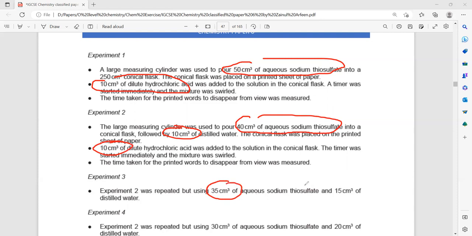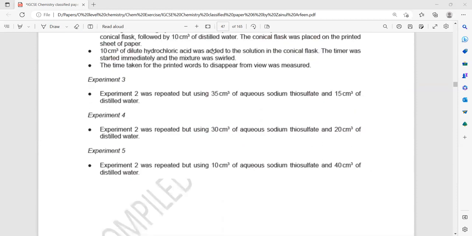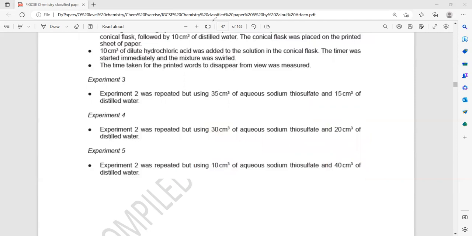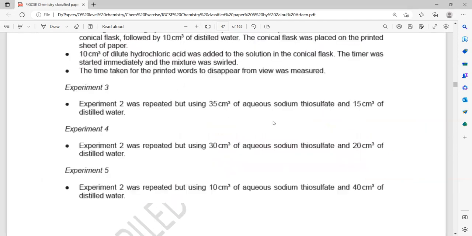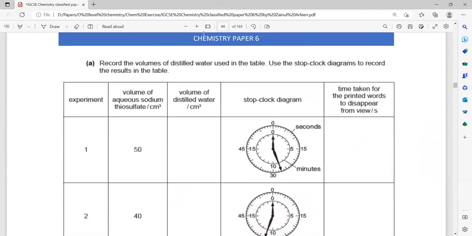If 35 cm cube of sodium thiosulfate and 15 cm cube of water, how much hydrochloric acid is there? 10, because we want to make it 60. Same way, 30 cm cube of thiosulfate, 20 cm cube of distilled water and 10 cm cube of hydrochloric acid. Here 10 cm cube of thiosulfate, 40 cm cube of water, again 10 cm cube of hydrochloric acid. So the amount of hydrochloric acid we did not change. We only used different amounts of water as we changed the amount of thiosulfate.